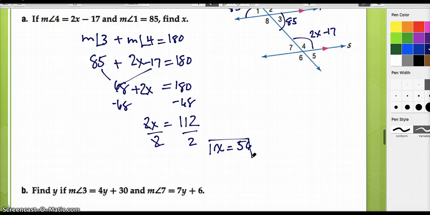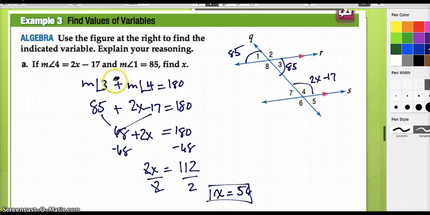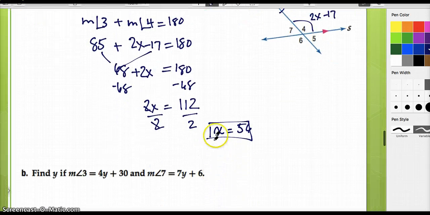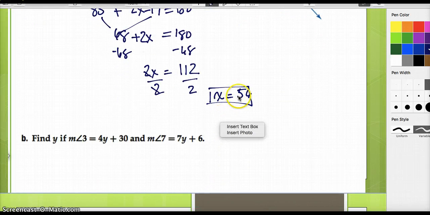And so I found the value for x using vertical angles and using the fact that consecutive interior angles are supplementary. We use that to our advantage, and we got that the value of x is 56. Let's take a look at this next one.